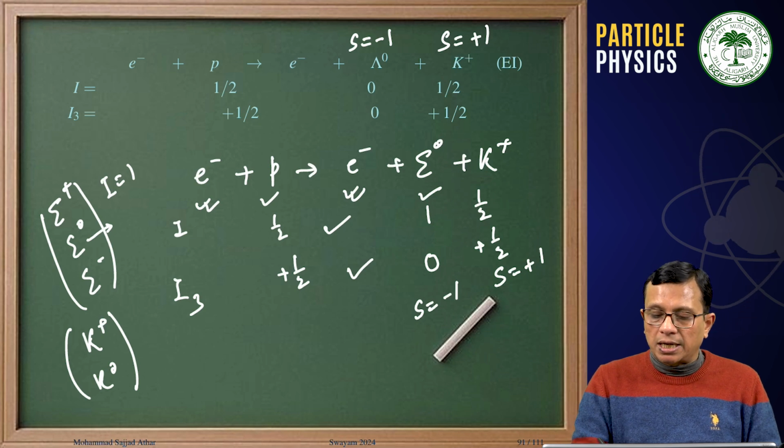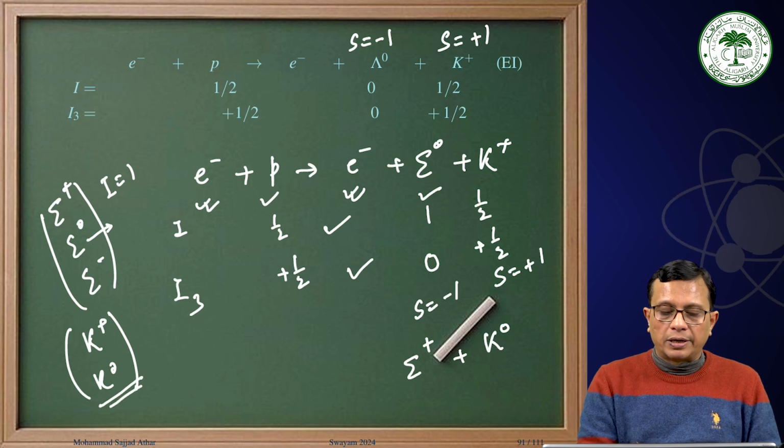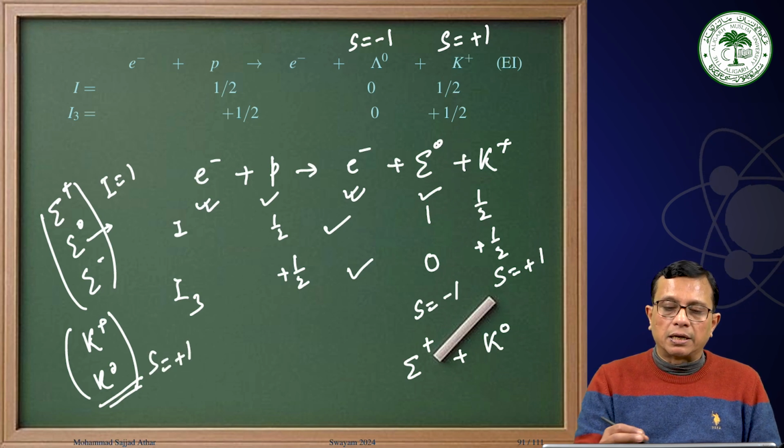Similarly, take it as homework whether you can have sigma plus and K0 as the particles in the final state or not. You can see that again strangeness is minus 1 here, and K0 is a member of this K plus doublet, which has strangeness quantum number plus 1. Therefore, you will see that it is getting conserved.